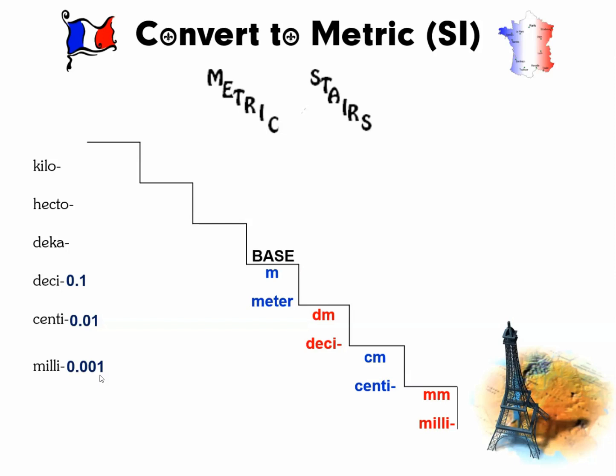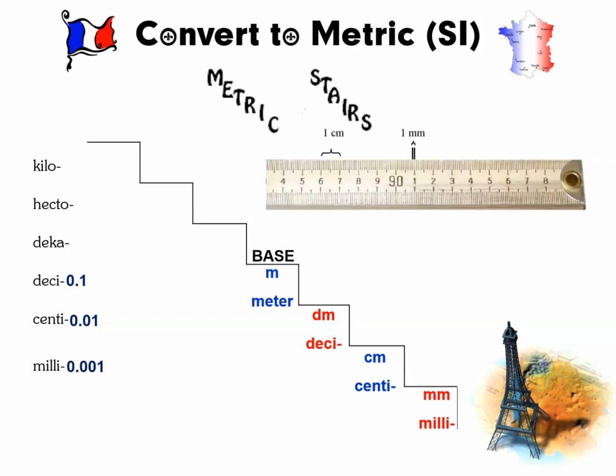So 1 millimeter. The meter sticks and rulers, smaller rulers that you'll be using in this class, are going to have these markings. This 90 is representing 90 centimeters. And then the 1 through 9 in between are representing 91 centimeters, 92, 93, 94.